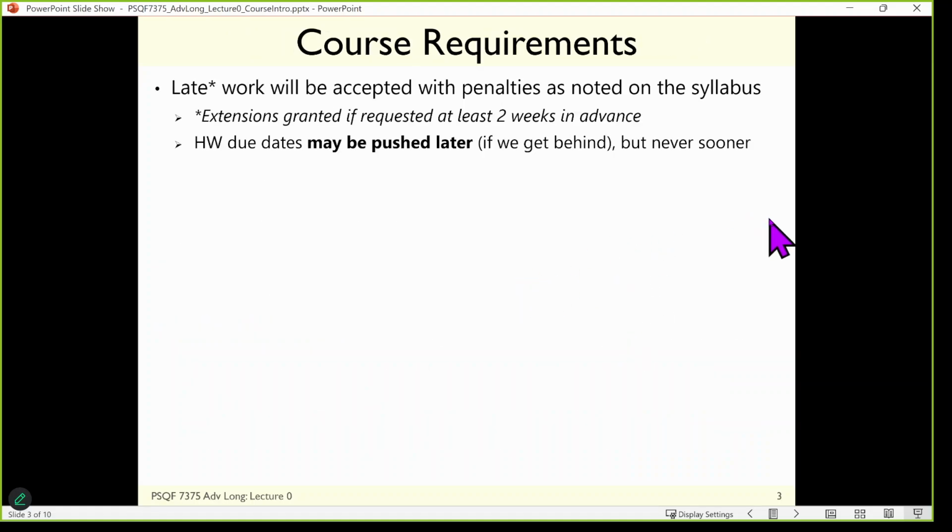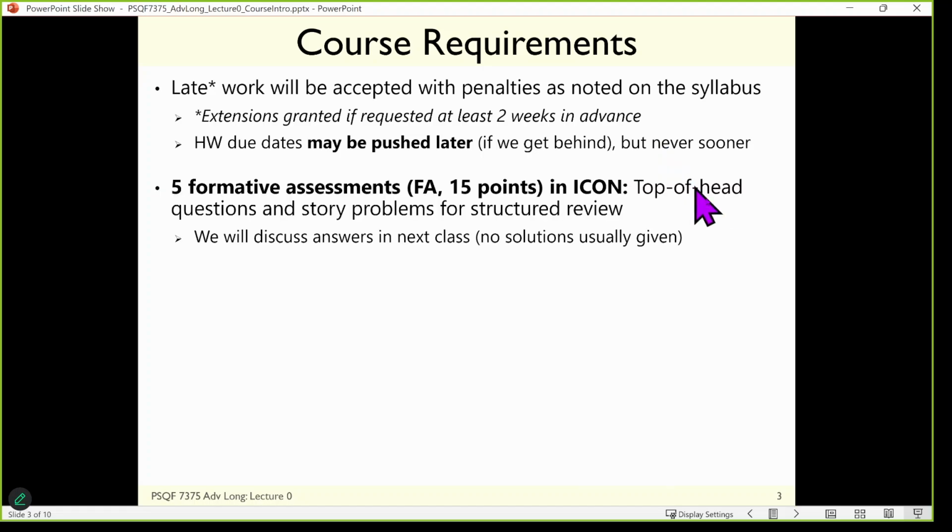So as usual, late work is accepted at any point in the semester with some penalties as noted on the syllabus. We'll talk about those when we get to each of the things. The homework deadlines and all the deadlines right now may be pushed later if we get behind, but they will never be sooner. So what's marked on the syllabus is at least the soonest that something will be asked of you.